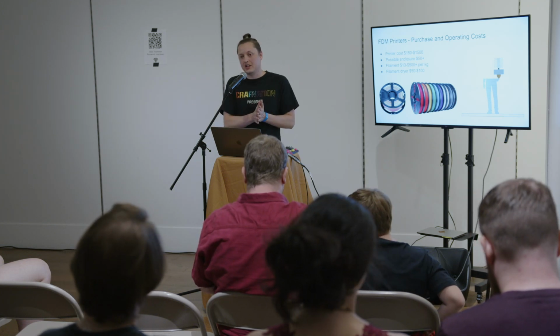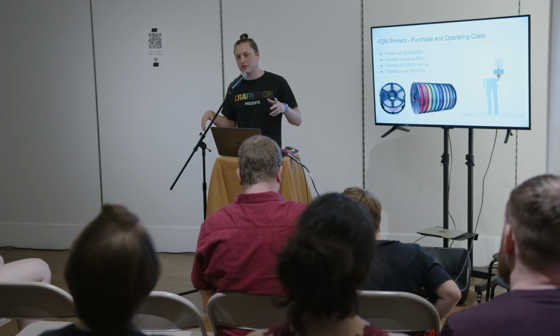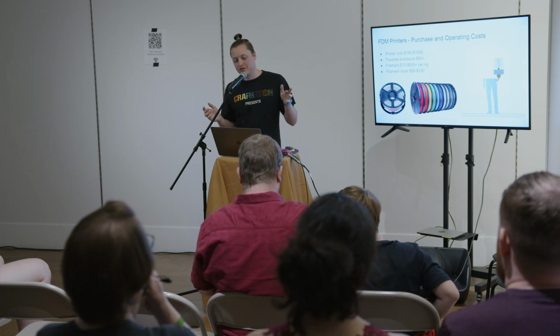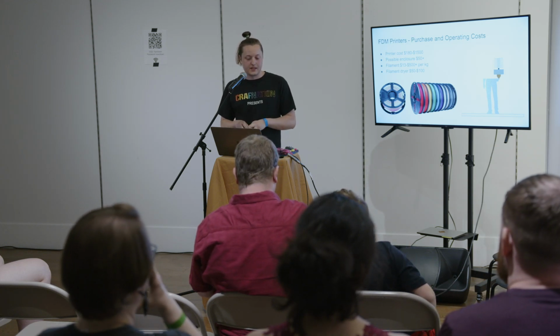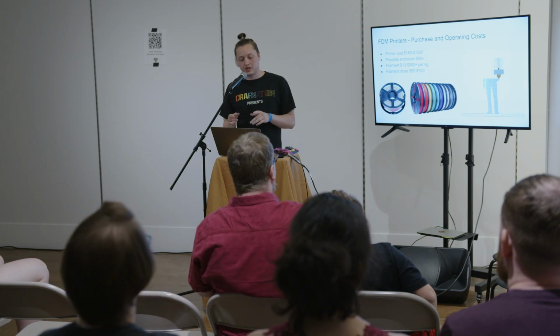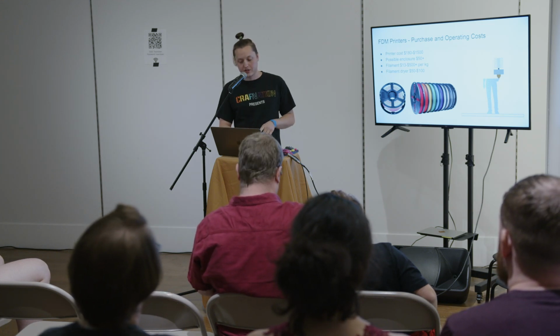If you really want to print other materials like ABS that don't want to stick to the build plate and want to have the layers separate, you usually want an enclosure. You can buy enclosures for printers or make your own. They're not super expensive. And then filament is usually, these are all kind of examples of some filament.